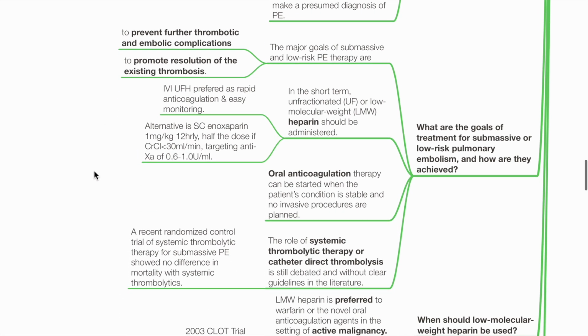What are the goals of treatment for submassive or low-risk pulmonary embolism and how are they achieved? Major goals of submassive and low-risk PE therapy are to prevent further thrombotic and embolic complications and to promote resolution of existing thrombosis. In the short term, unfractionated or low molecular weight heparin should be administered. Oral anticoagulation therapy can be started when the patient's condition is stable and no invasive procedures are planned. The role for systemic thrombolytic therapy or catheter-directed thrombolysis is still debated and without clear guidelines in the literature.